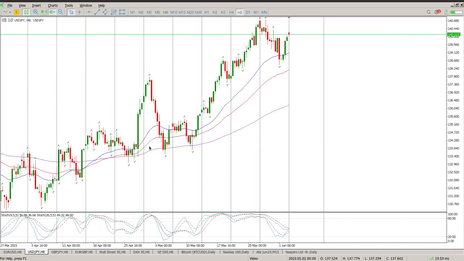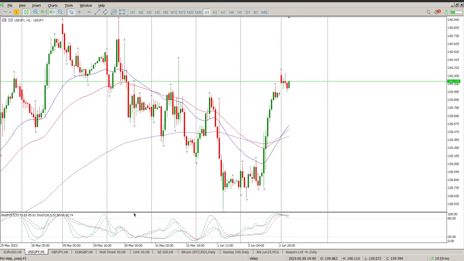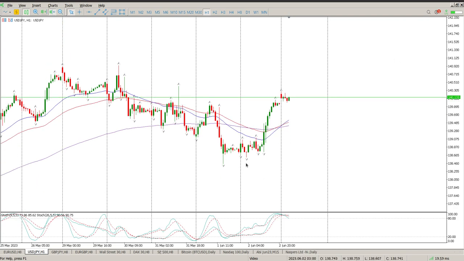Moving to US dollar, Japanese yen. Similar kind of thing here. We've got a flag break here. Oscillators group quite nicely. So this is setting up for a long quite nicely, which then obviously for Euro USD means you need to be looking for shorts. So this is on both time frames.